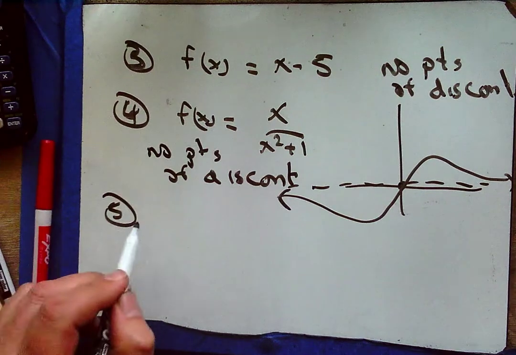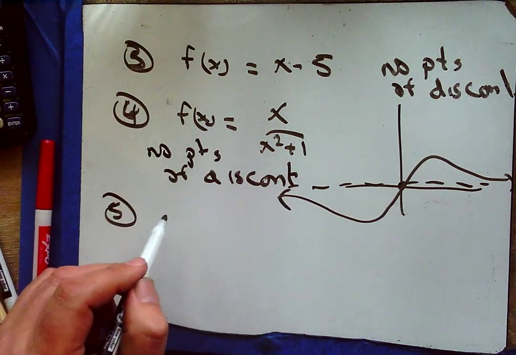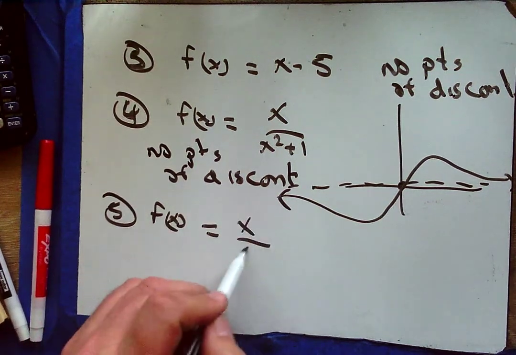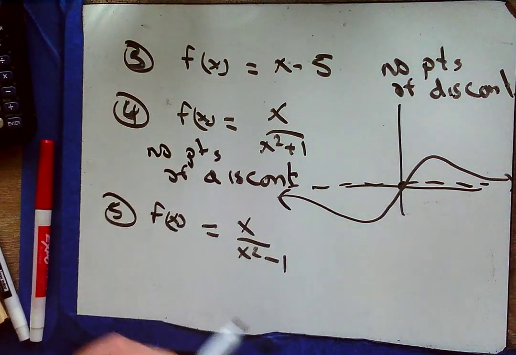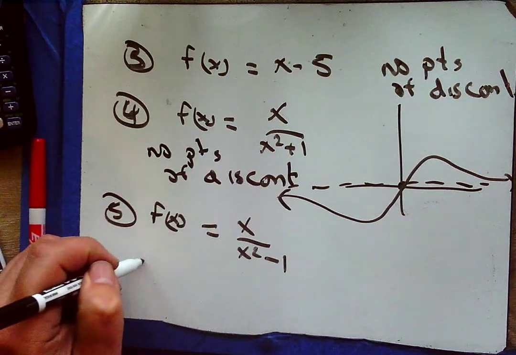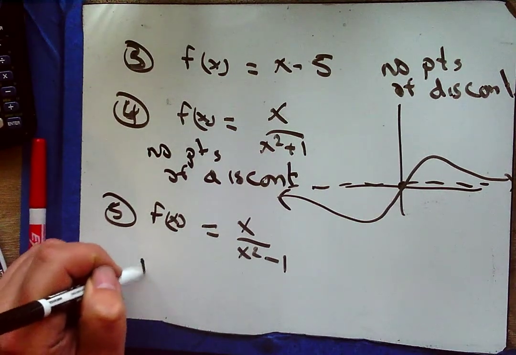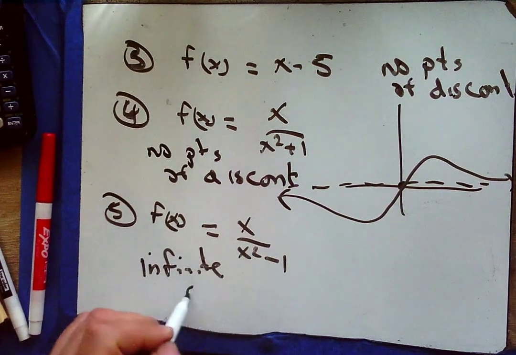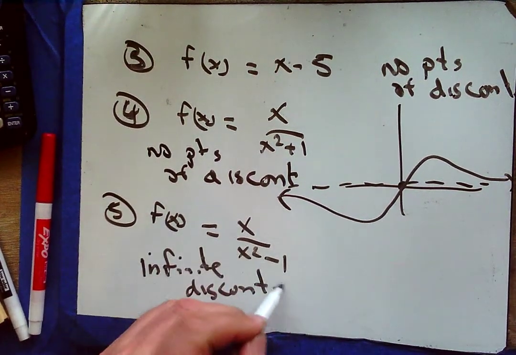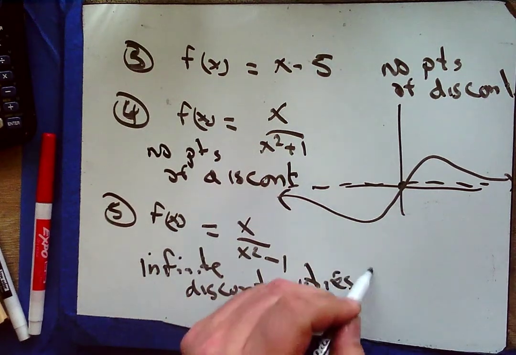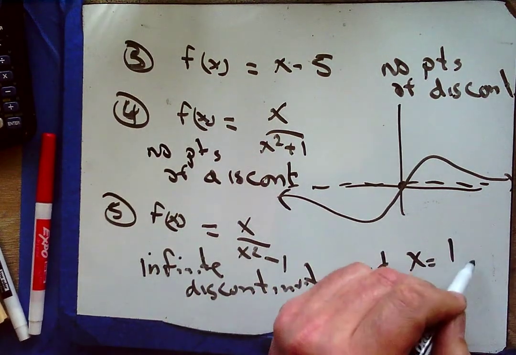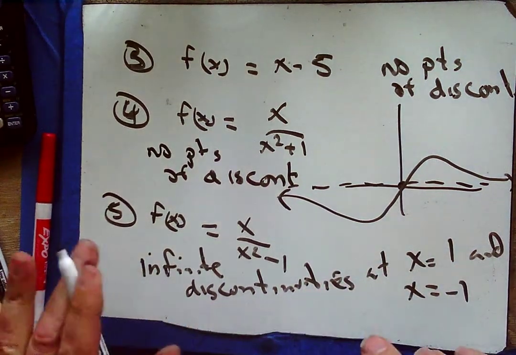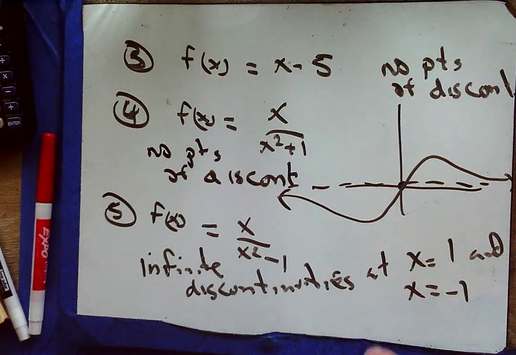5. Maybe we'll find some here. 5 says f of x equals x over x squared minus 1. Aha! This has infinite discontinuities at x equals 1 and x equals negative 1. Those are our vertical asymptotes. Vertical asymptote is an infinite discontinuity.